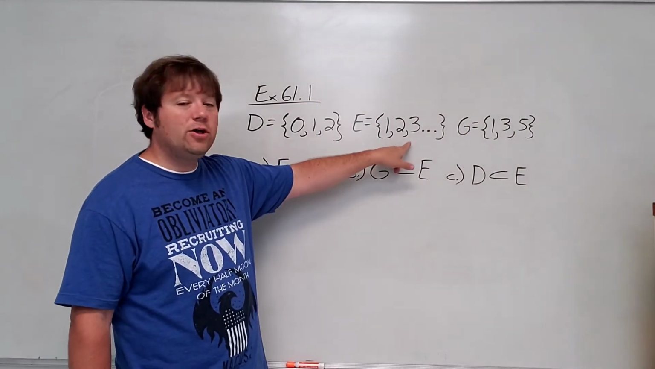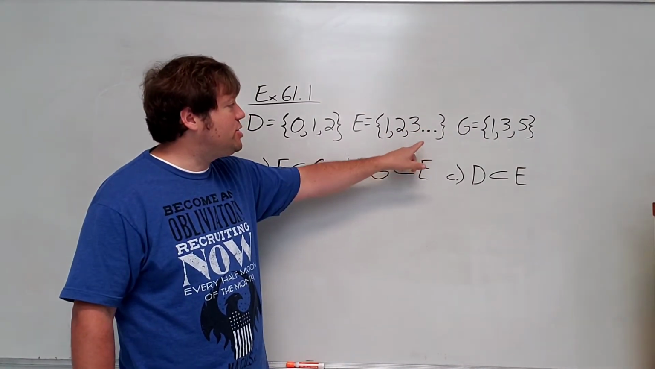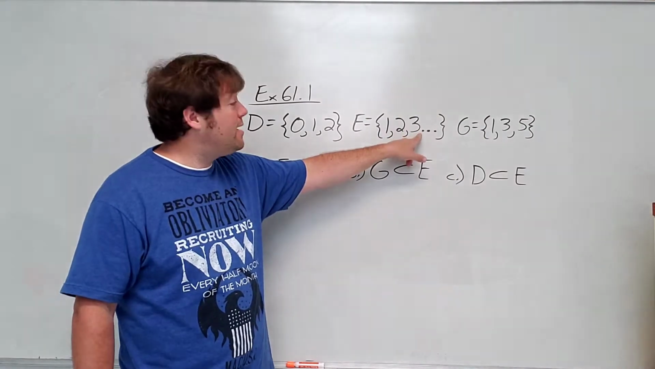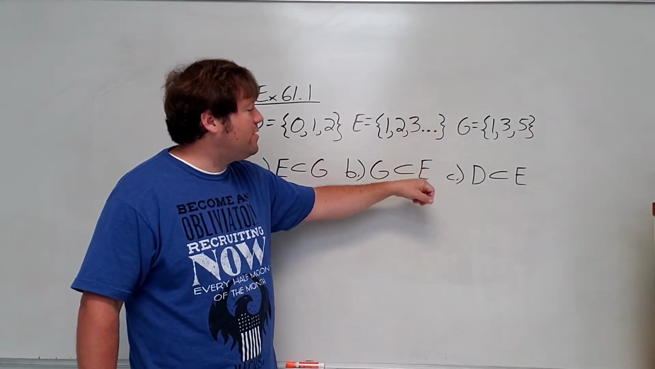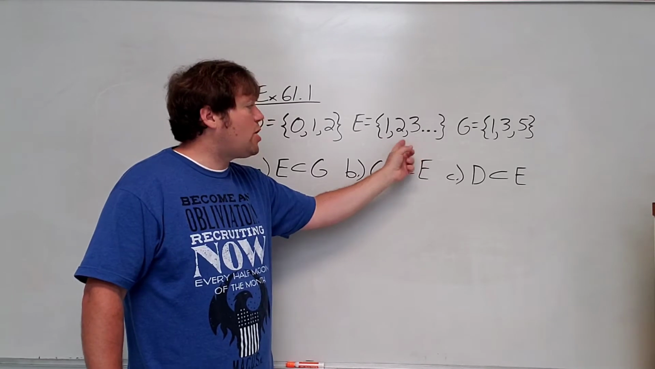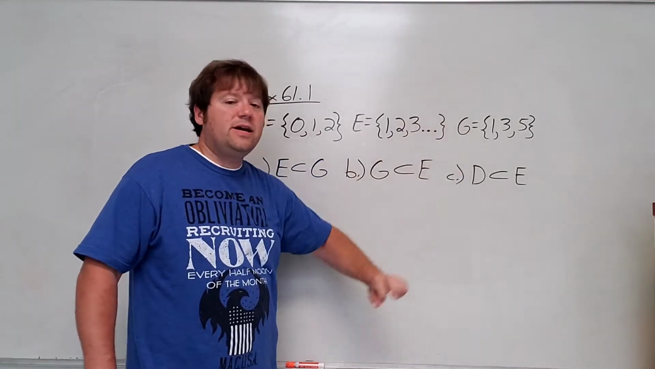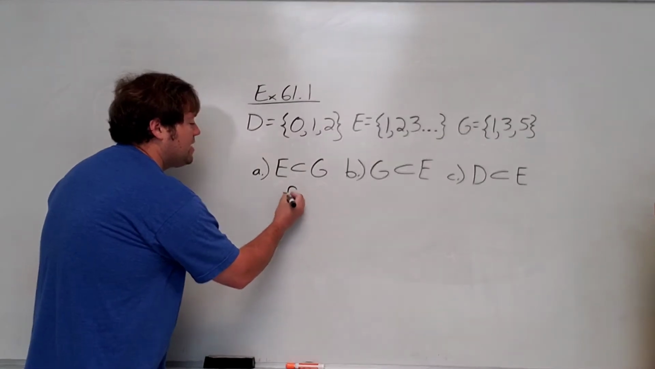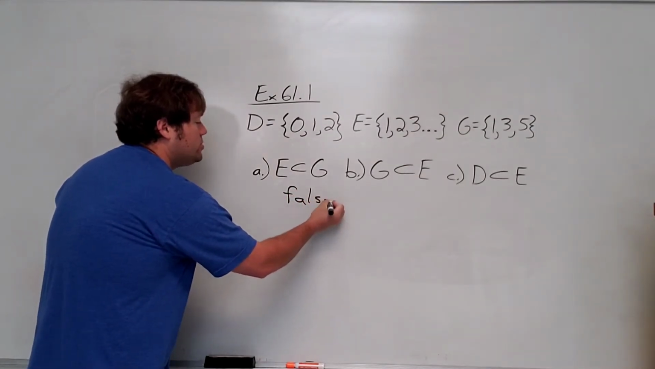In fact, there's a whole lot of other numbers that are also not in set G because 4 is not in there, 6 isn't, 7, 8, 9, 10. Remember, this list goes on forever. So these numbers are not all in set G, so then it cannot be a subset of it. So we would say this one is false.